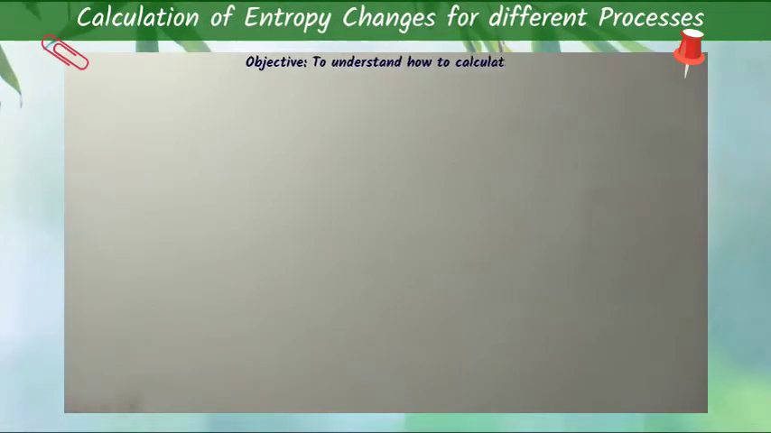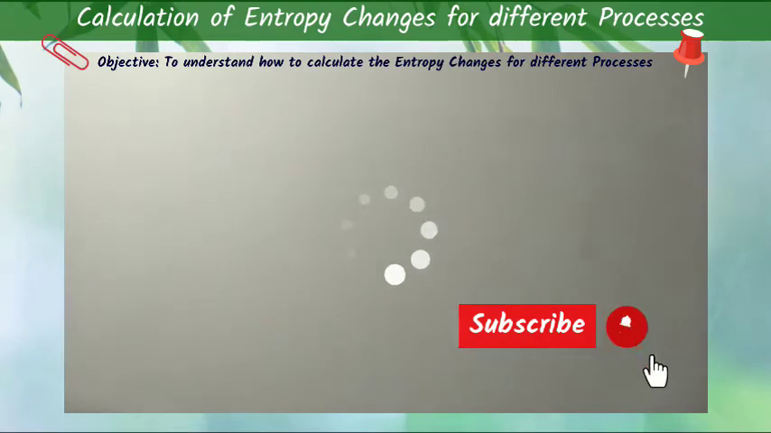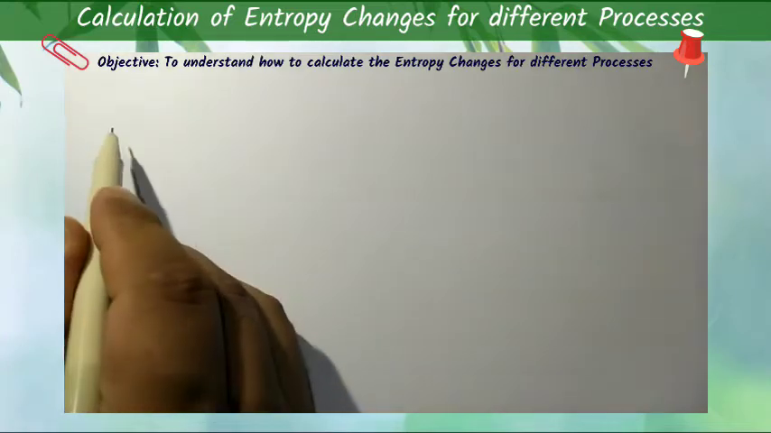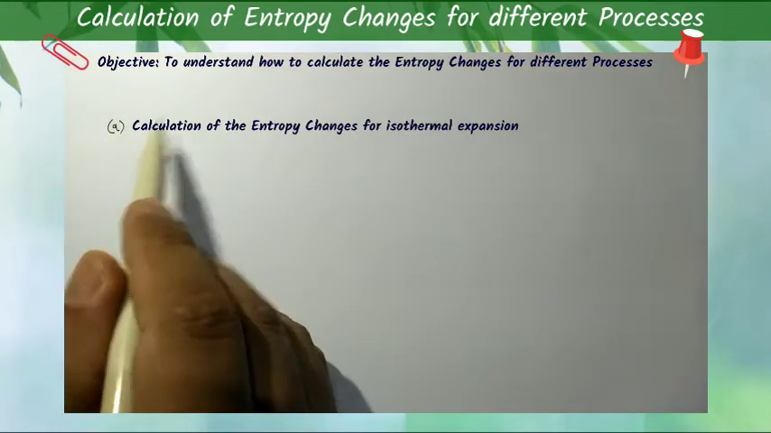The objective, or you can say the aim, of this class is to understand how to calculate the change of entropy for some important processes. We already know about entropy changes for some processes, and in this class we concentrate on 4 important processes. Number 1 is expansion of an ideal gas.